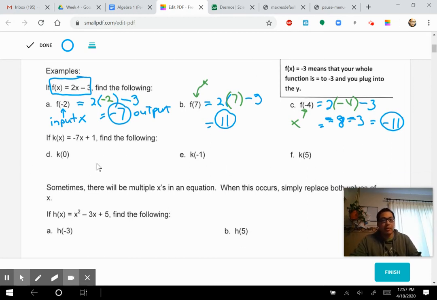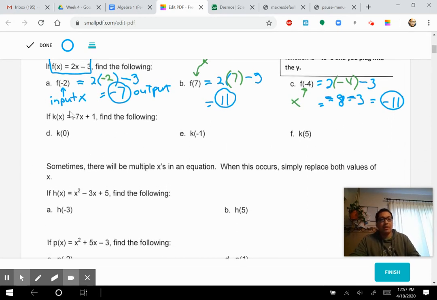Let's do another example here. Here's a new function, k of x. And k of x has a different rule. It says, how do you find the output? Well, instead of multiplying by 2 times x, we're going to multiply by negative 7. Negative 7 times x plus 1.